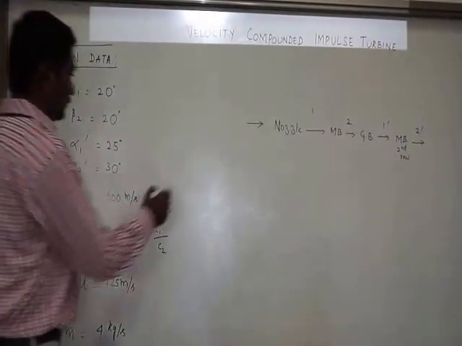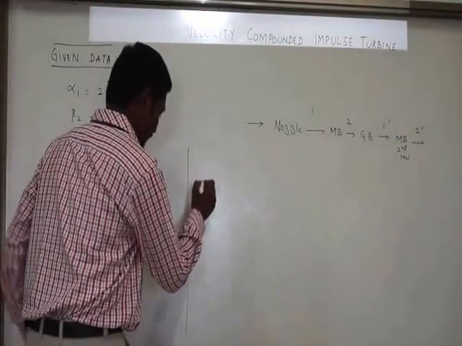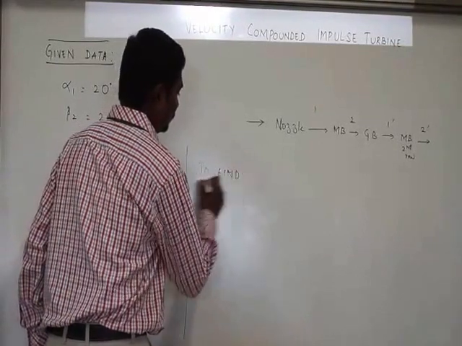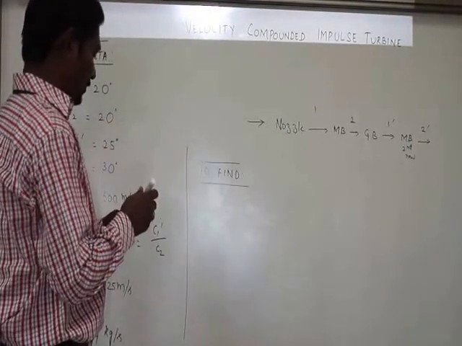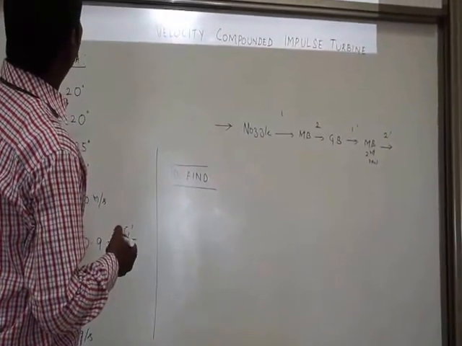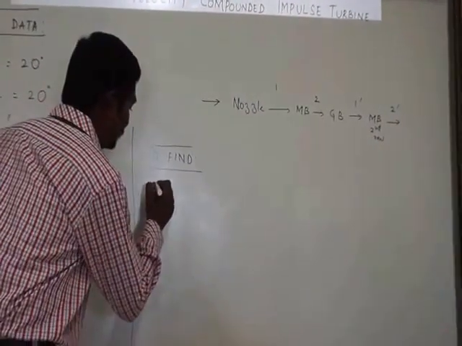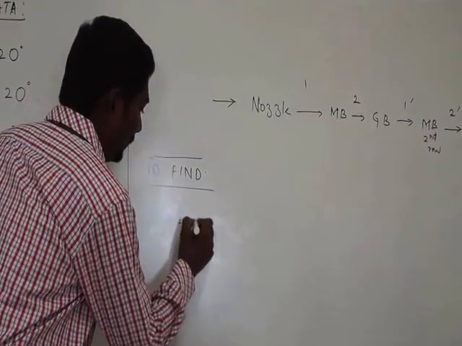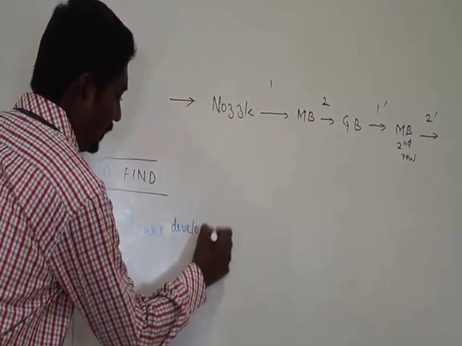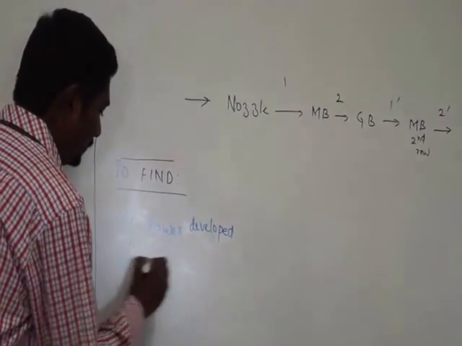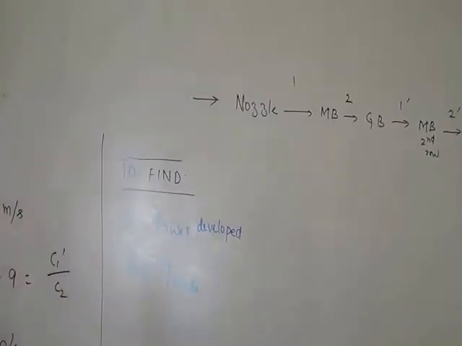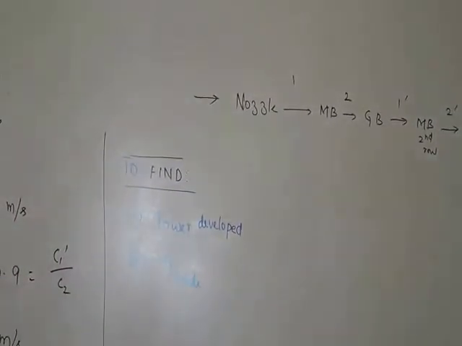What do you want to determine? Calculate the following parameters: the diagram efficiency and the power developed by the turbine. Diagram efficiency is also called blade efficiency. These are the two parameters which you are going to determine.